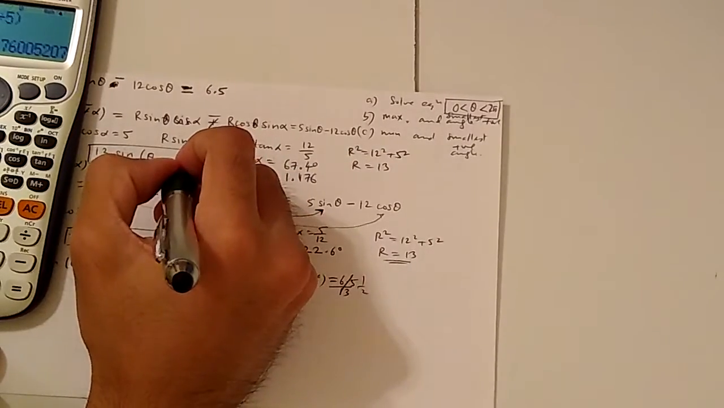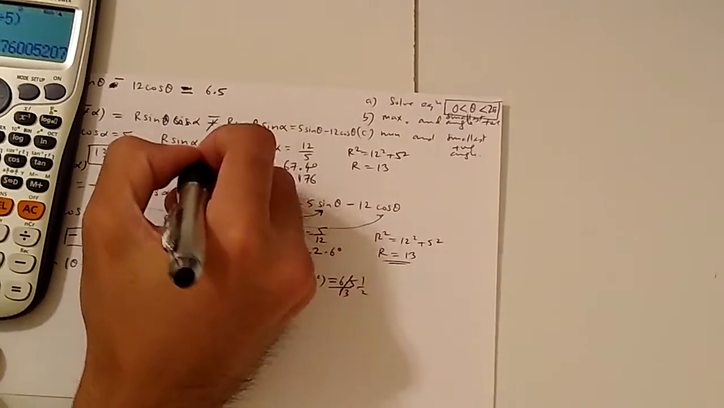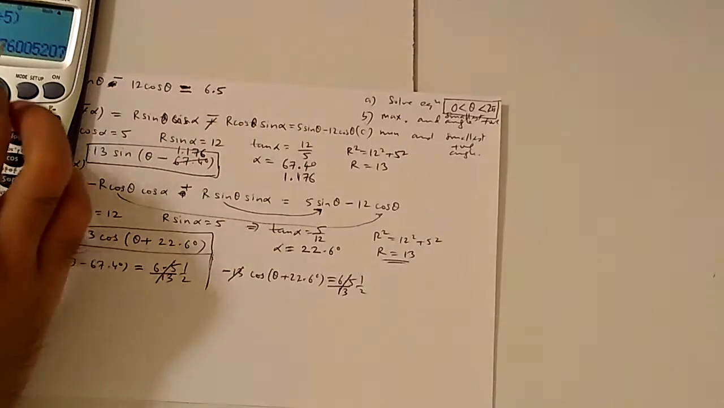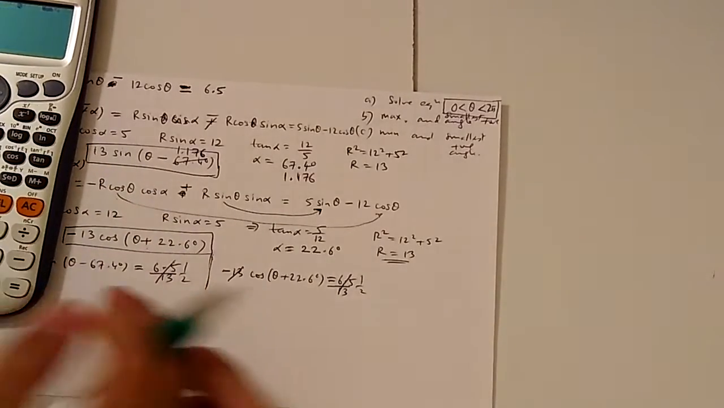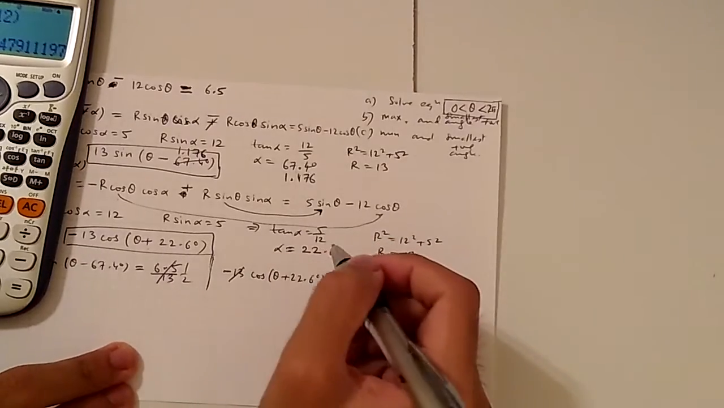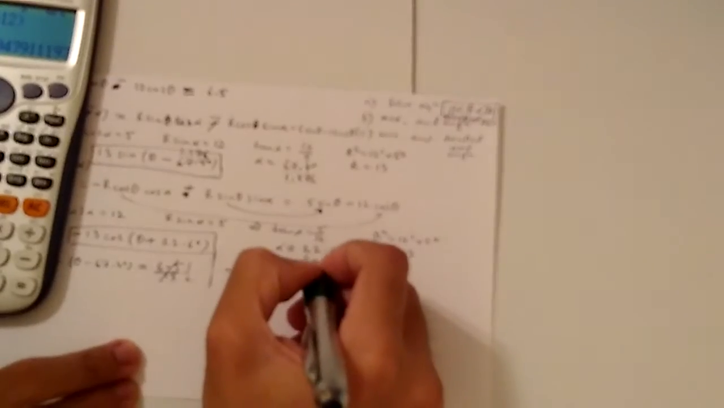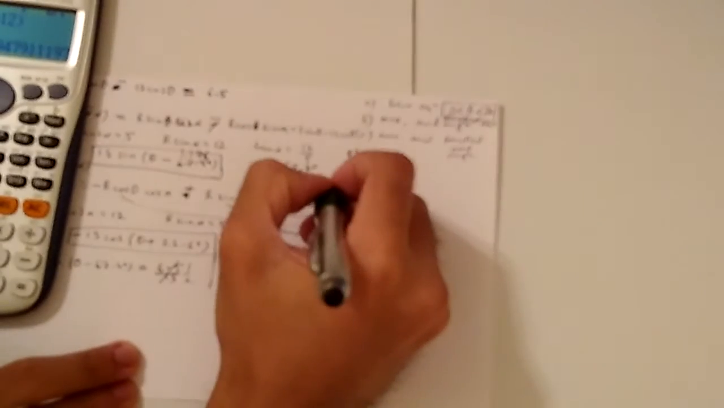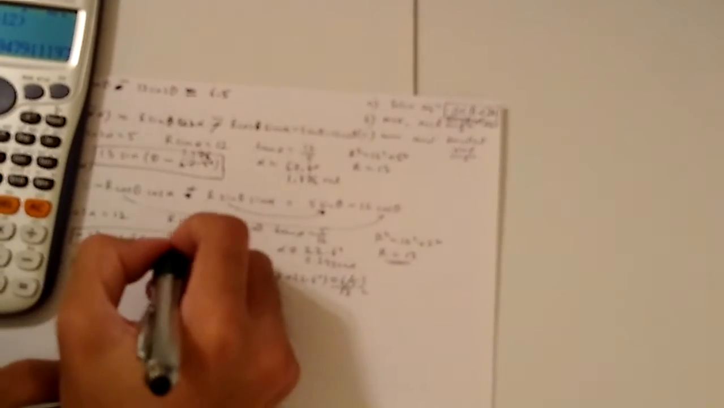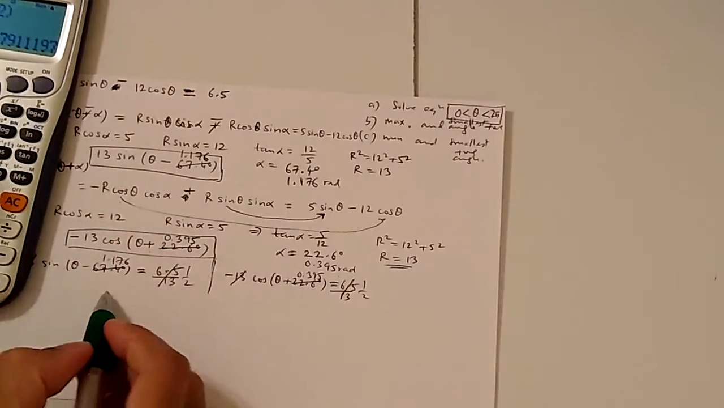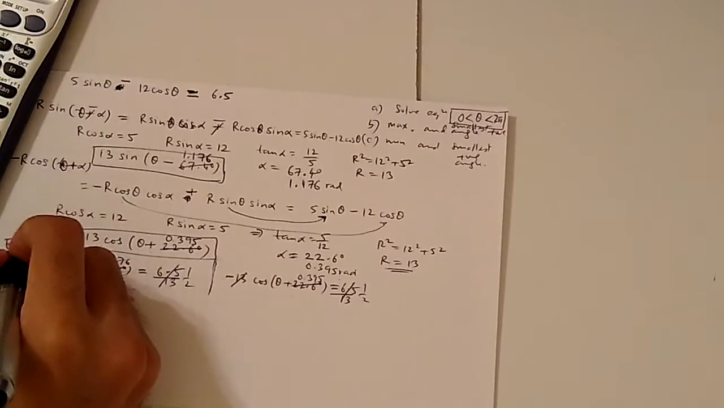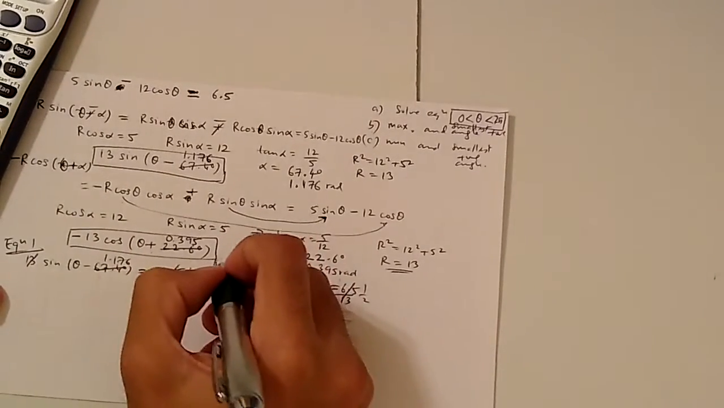So this is going to be minus 1.176 radians, and this over here is going to be 0.395 radians. So I'll replace this over here, 0.395 radians. This over here is going to be 1.176. This is the first equation, so this is the first equation that you're solving. Method 1, this is method 2.